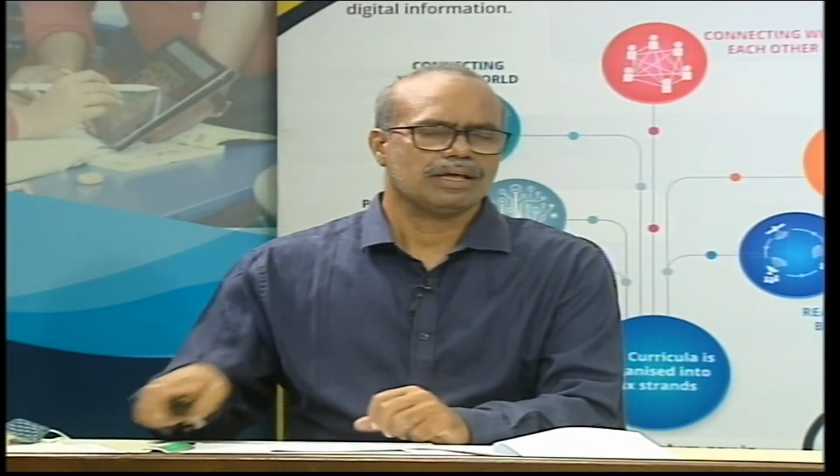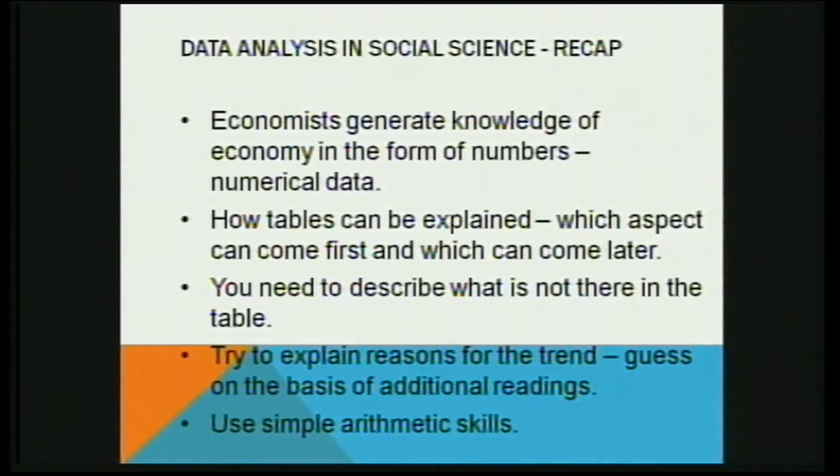Look at the screen. You can see what are the important points that we discussed in the last session. I am just summing up in a few points. The first idea is that economists generally generate knowledge about the economy, all the economic activities, in the form of numbers. They are all coming in the form of numerical data. I also discussed that when you are looking at a table, which aspect you have to see first, and how you can write about it. Thirdly, we also discussed how you can describe.